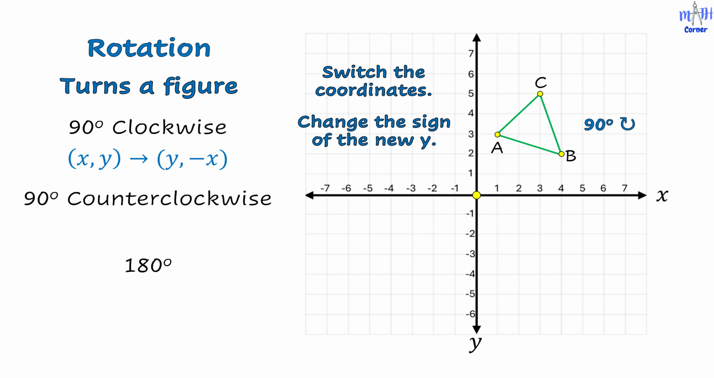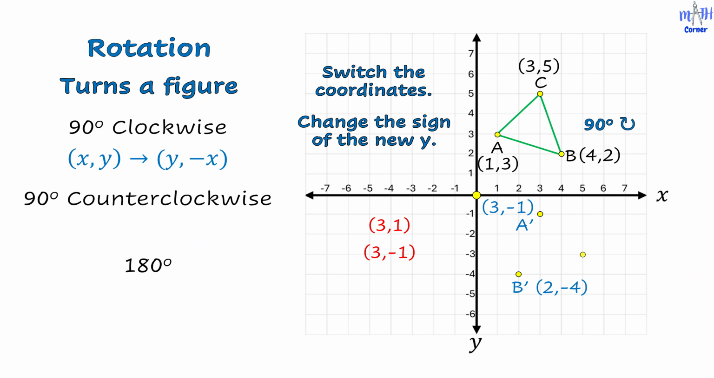Let's transform each point. Point A is located at 1, 3. If we switch the coordinates, it becomes 3, 1. If we change the sign of the new Y, it becomes 3, -1. So A prime is located at 3, -1. Do the same with points B and C. B is located at 4, 2, so B prime is located at 2, -4. C is located at 3, 5, so C prime is located at 5, -3. Connect the new points. Notice that the figure turns clockwise around the origin.